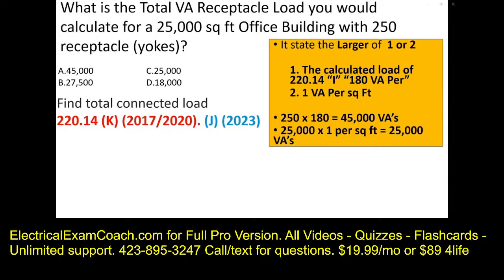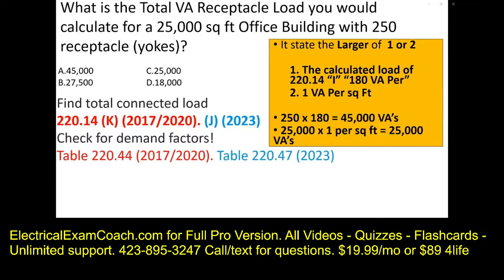Part 2 says we need to take it at 1 VA per square foot. So we take 25,000 square foot multiplied by 1. That equals 25,000 VA. That portion of the calculation we're done, but that first part, there is a demand factor that applies to it. So we check for demand factors. That leads us to table 220.44 if we're in the 17 or 20, and table 220.47 if we're in the 2023. Same information, different title.